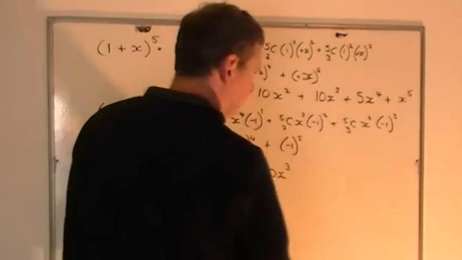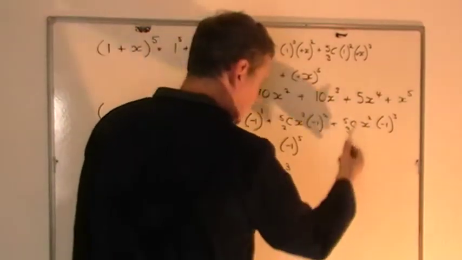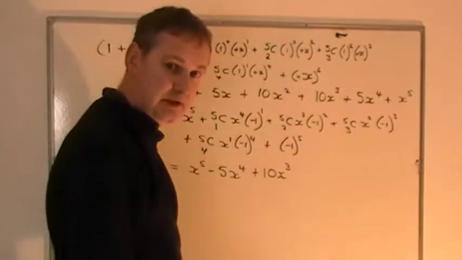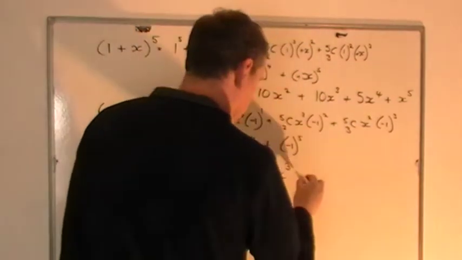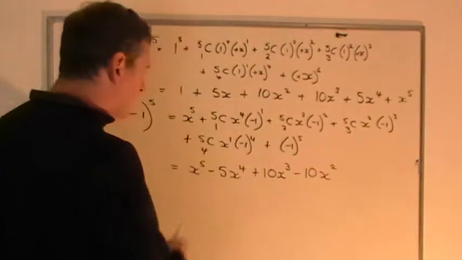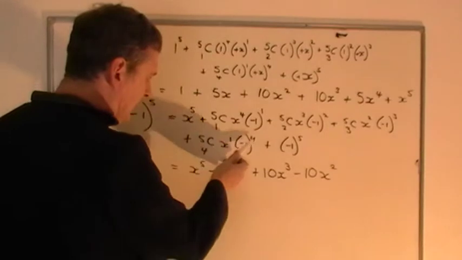Next one, 5 choose 3, same as 5 choose 2 is 10 times x squared, so it's 10x squared, times minus 1 cubed. Well, minus 1 cubed is minus 1, so you're going to get 10x squared multiplied by minus 1, that's minus 10x squared. Next, 5 choose 4 is 5, times x to the 1, times minus 1 to the 4.